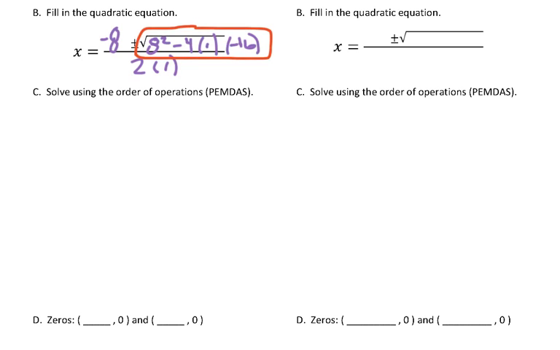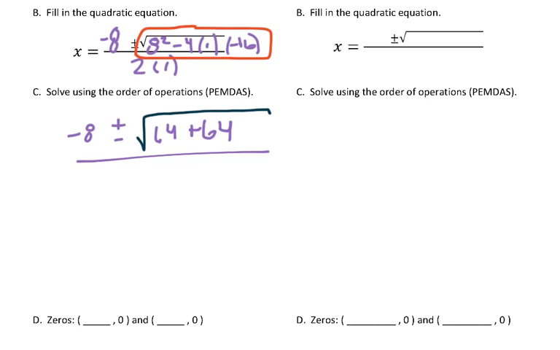So taking a look at what's inside the square root, we have 8 squared, which is 64. And to that, we would end up taking away 4 times 1 times negative 16. And so 4 times 16 is going to give us a positive 64, because negative 4 times negative 16 is a positive. We're still going to have plus or minus 8, and still going to have divided by 2. After that, we can actually simplify, and we realize that it's the square root of 128.